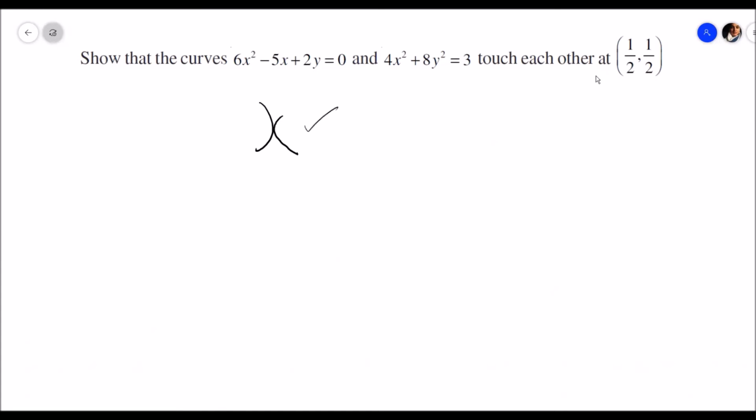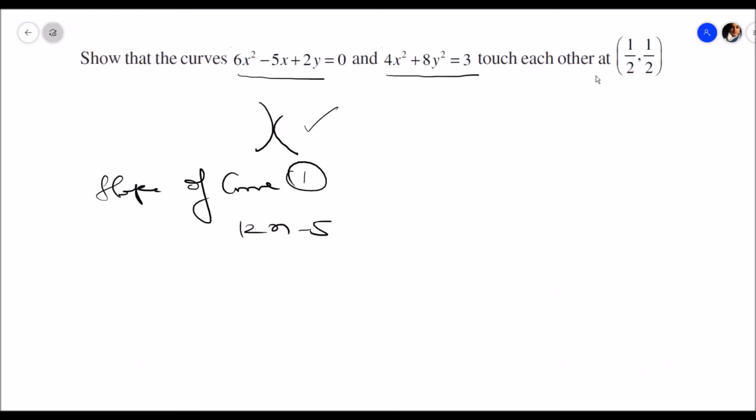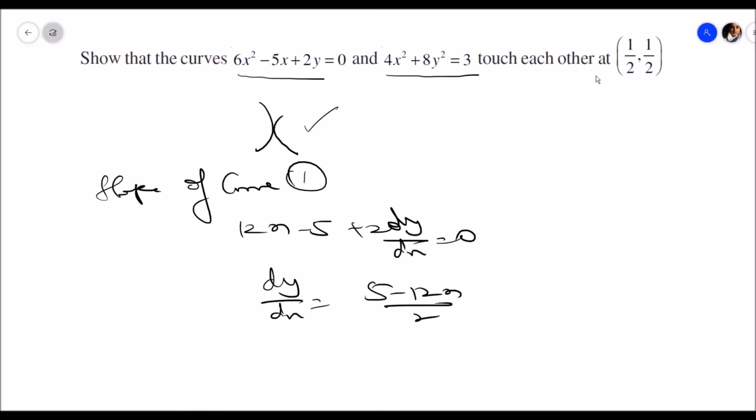This happens when the slope of this curve at the given point is equal to the slope of the other curve at the given point. Okay, so first let us find out the slope of curve 1. How do you find out? Again by dy by dx. Let me differentiate on both sides. That's 12x minus 5 plus 2 dy by dx is equal to 0, or in other words dy by dx is equal to 5 minus 12x by 2.